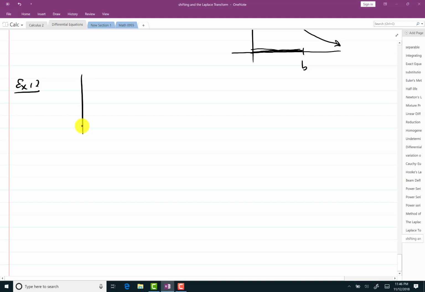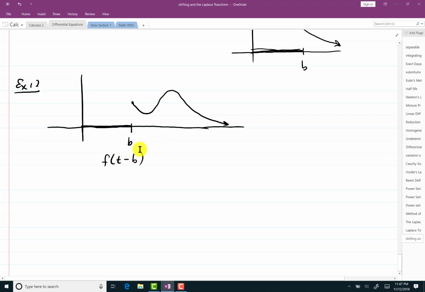Now in this example, this time I would like to zero out until I get to b. But not only that, I want the graph to start now at b, so I actually want to shift it b units to the right, and I want it to start after b units to the right. So how do I make that happen? Well, I can start the function at b by simply having f of t minus b. But now, what will it have before that?